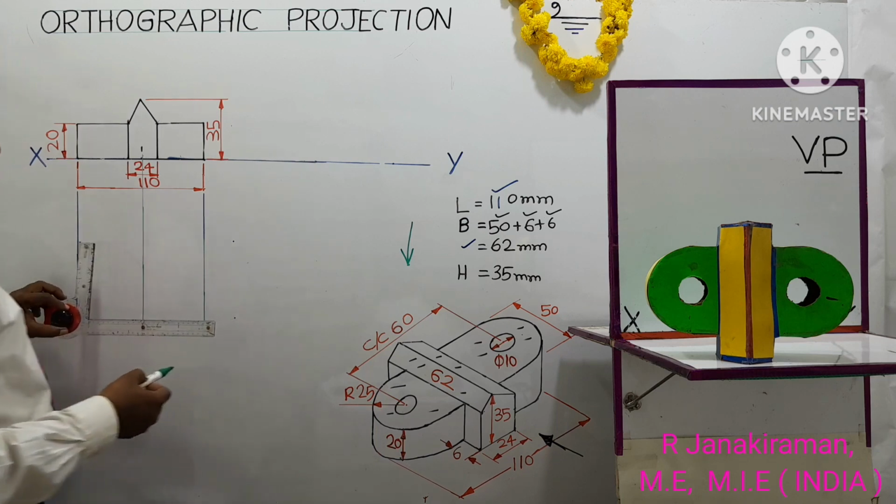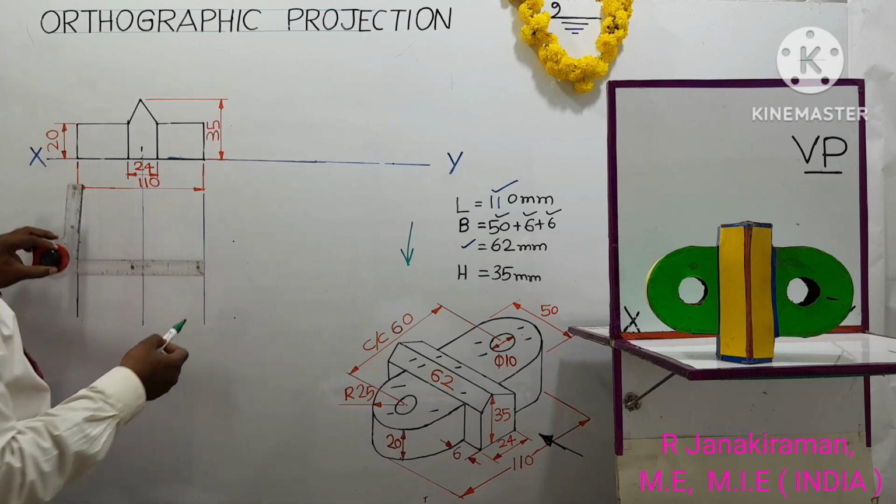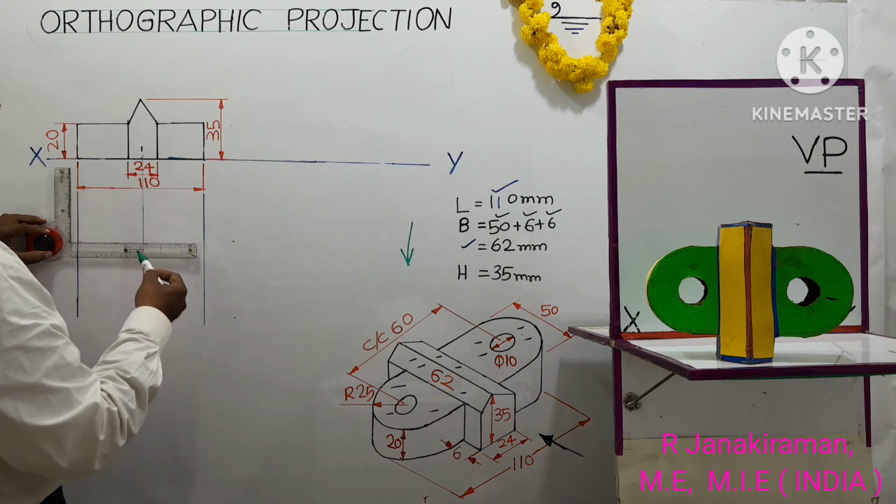Okay. So now we're going to draw the top view. So roughly draw one lighter line.